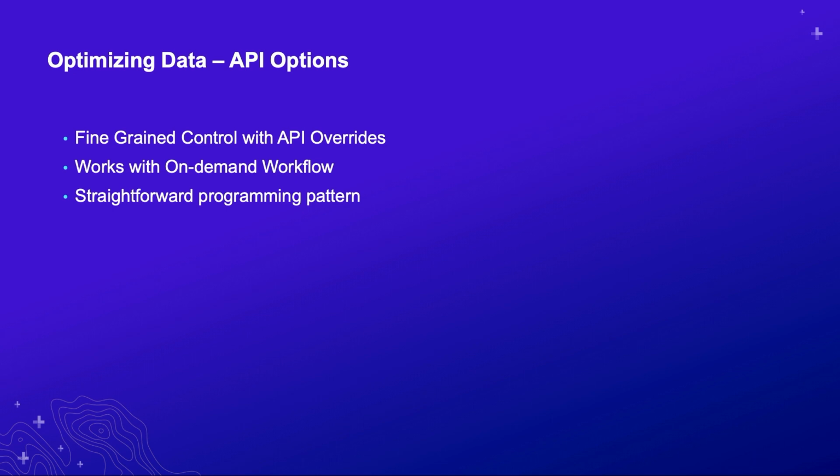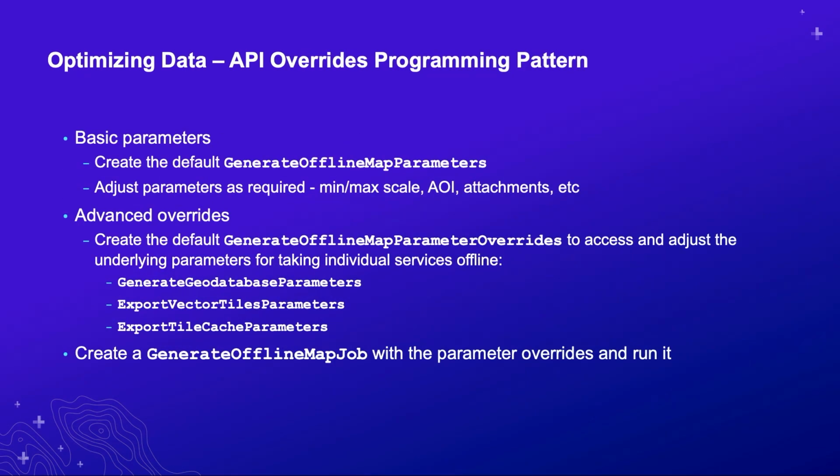Now, clearly, API overrides only work with the on-demand workflow because you're really tweaking at runtime exactly how the data is going to come offline or be prepared on the server. With the pre-planned workflow, that thinking has all been done up front by the system administrator when the packages are created. Now, the programming model for how overrides works is pretty straightforward.